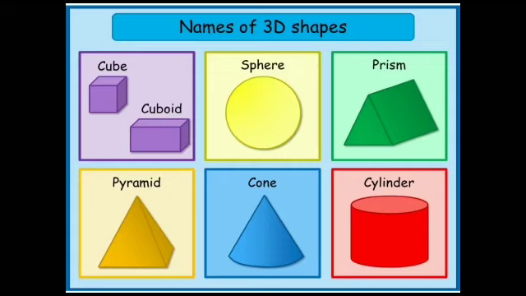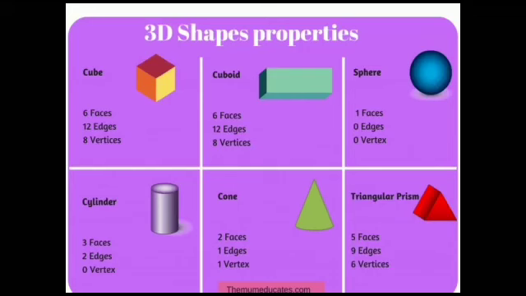Now we are going to spell it, okay? 3D shapes names. First one is cube. C-U-B-E, cube. Cuboid. C-U-B-O-I-D, cuboid. Sphere. S-P-H-E-R-E, sphere. Prism. P-R-I-S-M, prism. Pyramid. P-Y-R-A-M-I-D, pyramid. Cone. C-O-N-E, cone. Cylinder. C-Y-L-I-N-D-E-R, cylinder.